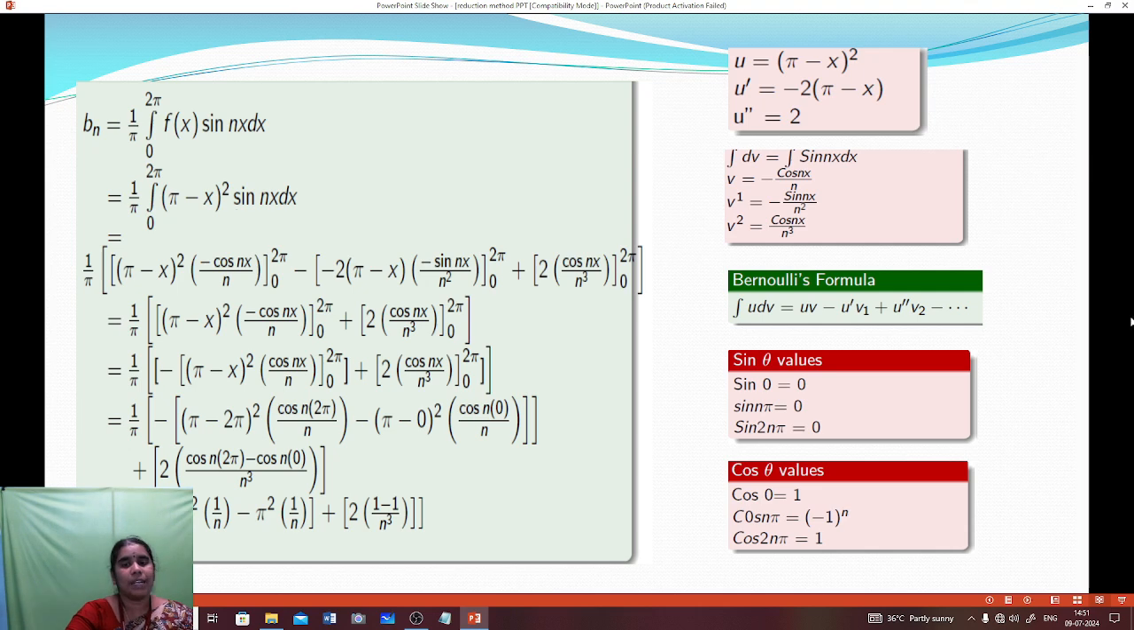Okay, now apply in our Bernoulli formula, which is nothing but 1 by pi u into v. First formula uv. Substitute u value and substitute v value. Minus. It's from our formula minus. Next we have to substitute u dash and v1. U dash takes the value of minus 2 pi minus x, u dash into v1. Next plus, so plus u double dash v2. Substitute our u double dash value and v2 value. Next we have to solve.